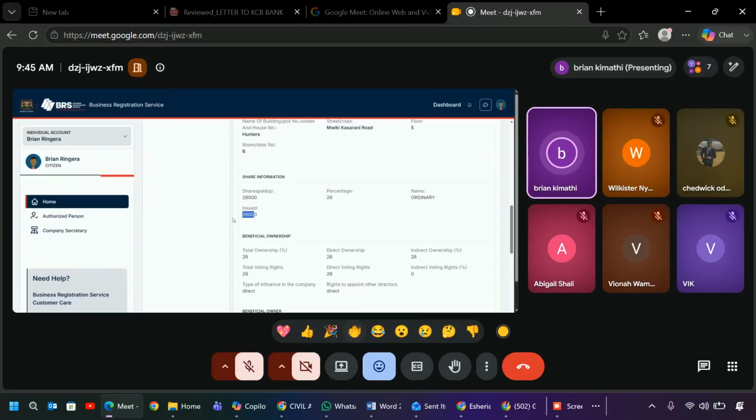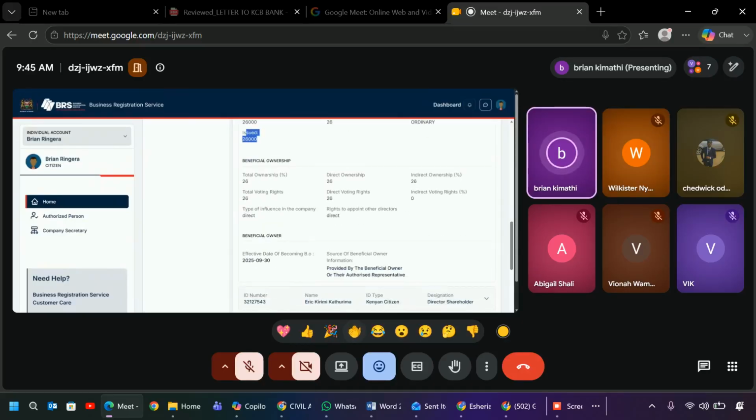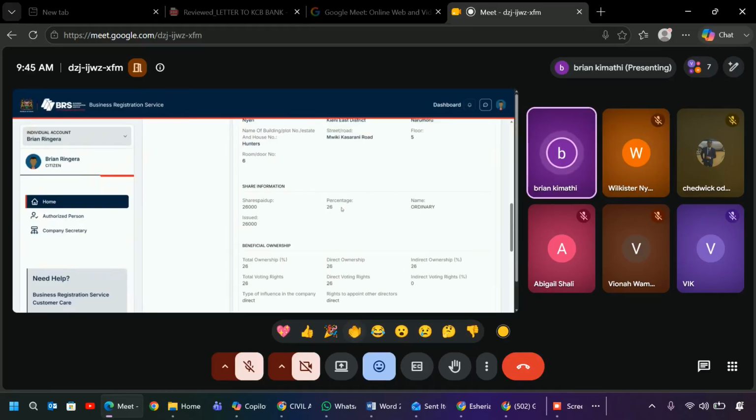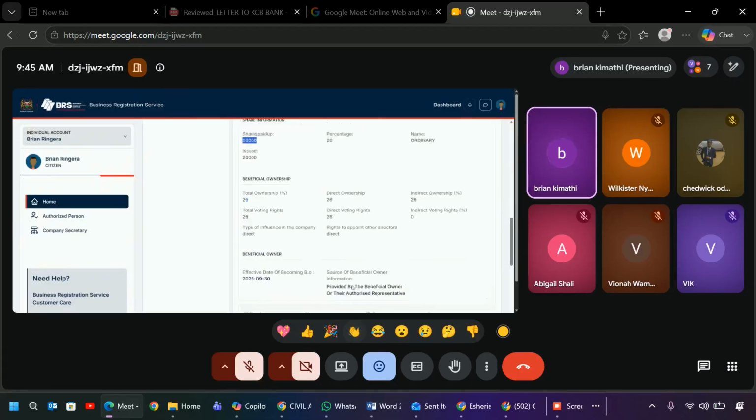When you say issued, it means that they are paid up. If you say you've issued all the percentage that they will hold, it means that they are paid up. So, for example, the issued could be 26,000, but the paid up is, let's say, 20,000. So there is 6,000 unpaid.